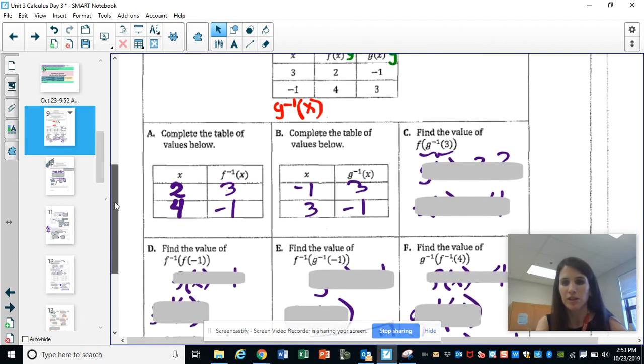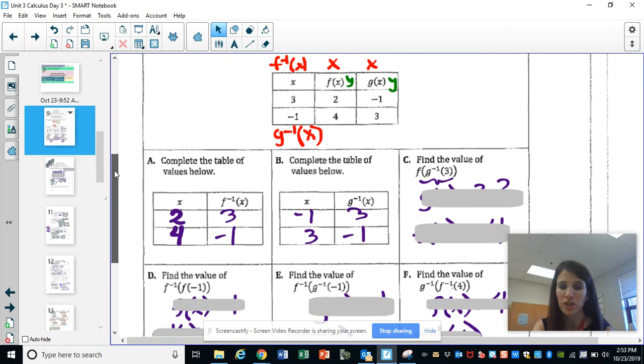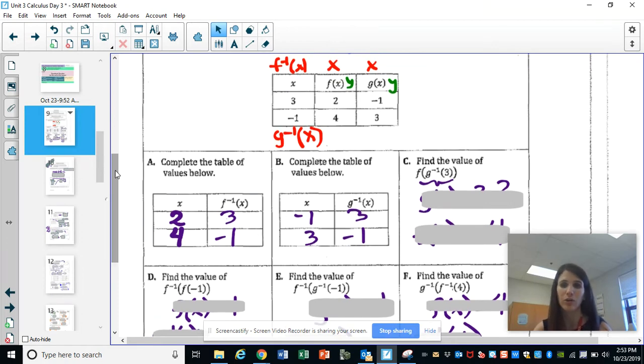So now let's move on to part C. Find the value of f of g inverse of 3. What is the question that we're looking for here? Well, what we're really looking for is, if we were to plug in 3 as our x value into the inverse function of g, what would we get? Because this is composition, we've got to start with the inside function first, then go to the outside function. But anyway, g inverse of 3. So 3 would be our x value for the inverse. So right here, 3, and our output that we get would be -1.